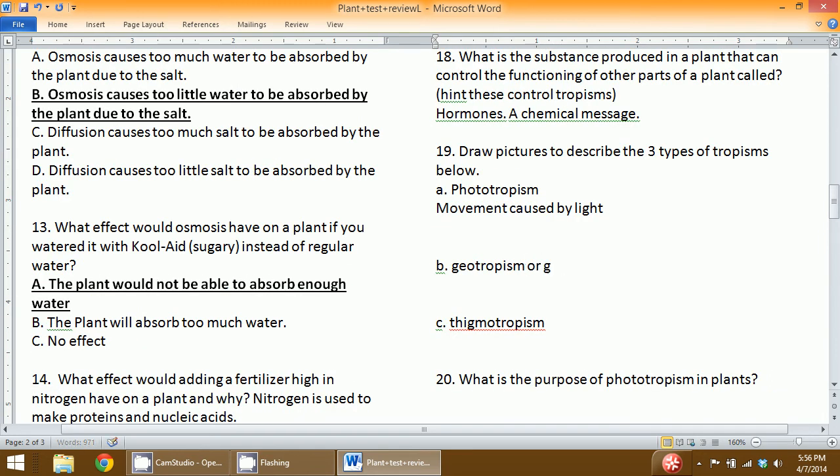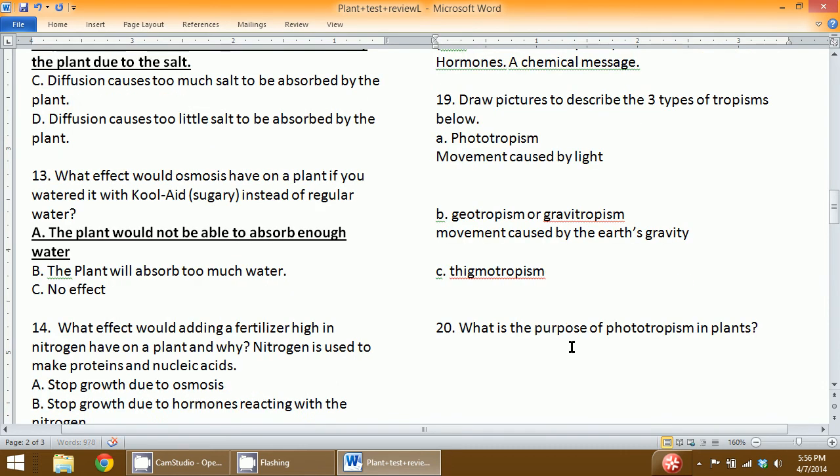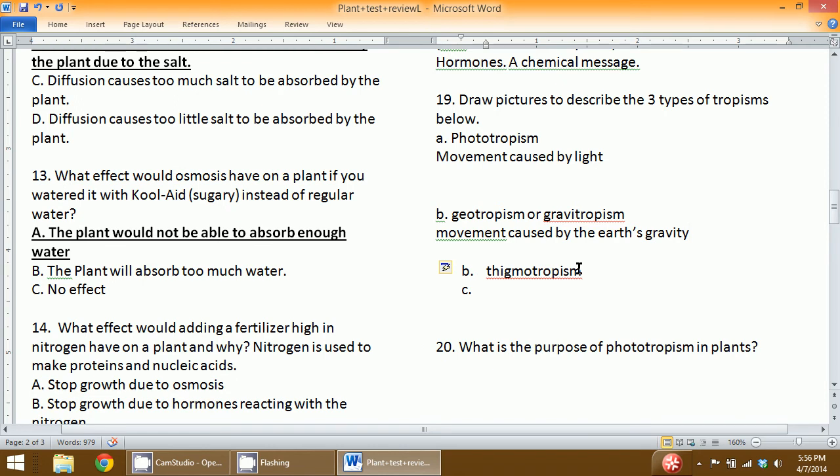And let me just put this in here, gravitropism is a movement caused by, hope you guessed it, the Earth. Hint: geo, or gravity. So again, by the Earth's gravity. A thigmotropism, this is a weird one to remember. I just remember T for touch. So, it is a movement caused by touch.